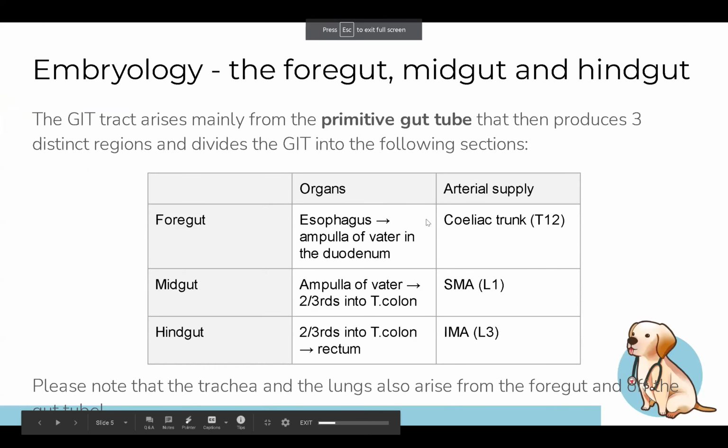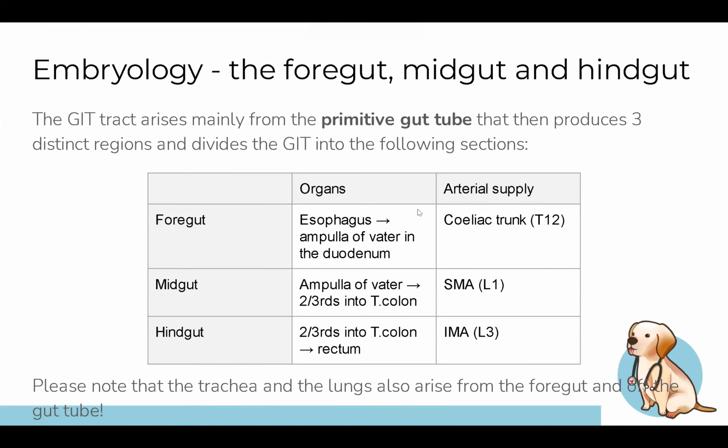With the arterial supply, it's really important to know the arterial supply for the foregut, midgut, and hindgut. We'll be coming back to this next week when we talk more in detail about the neurovasculature. But the esophagus, the stomach, and the first part of the duodenum all are supplied arterially from the celiac trunk, which is a branch of the abdominal aorta.